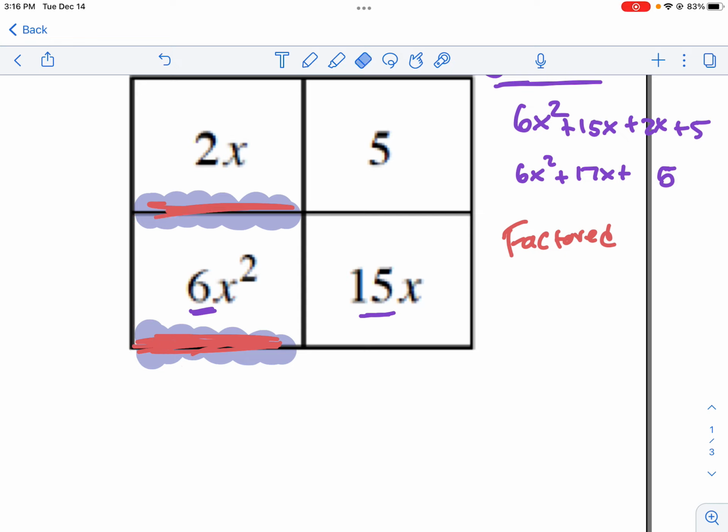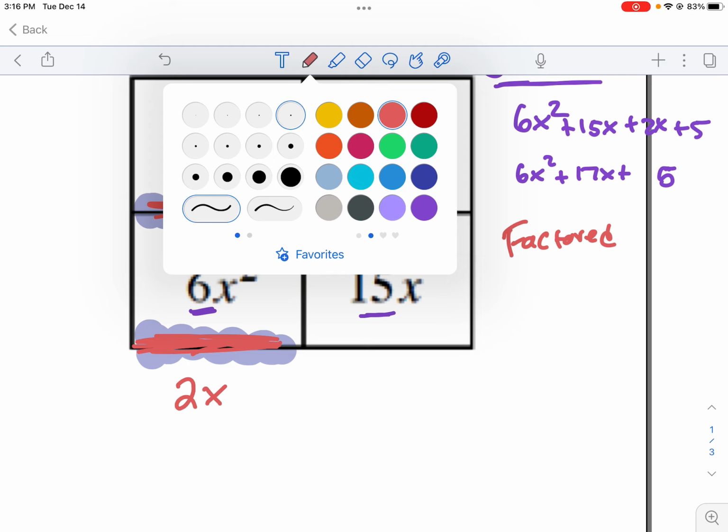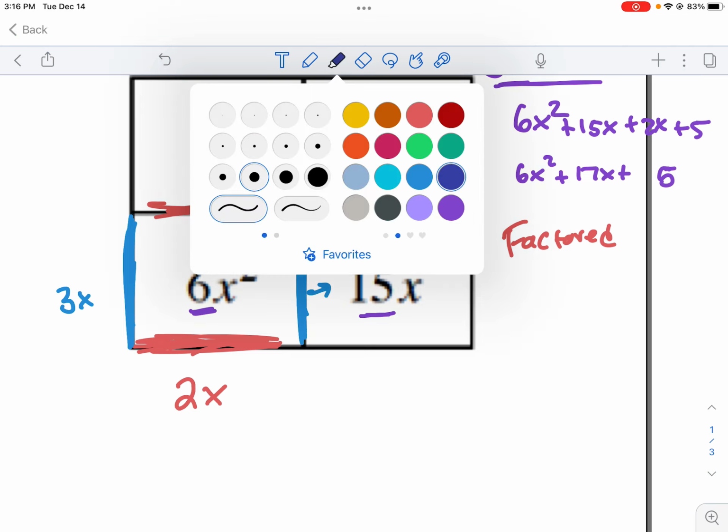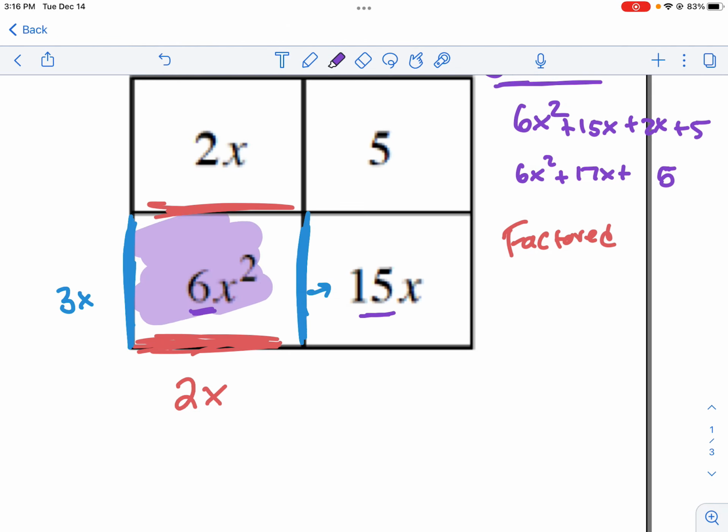So what makes the most sense for 6x squared and 2x? Well, that would be 2x. Same idea. If I'm writing this width right here, that's going to apply to the width of 15x too. So what makes the most sense? That would be 3x for both of those, right? And so this area of this initial box, let me highlight it in purple. 6x squared is broken into 3x and 2x. 3x times 2x would be 6x squared.